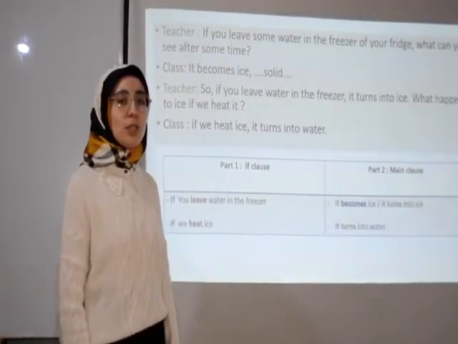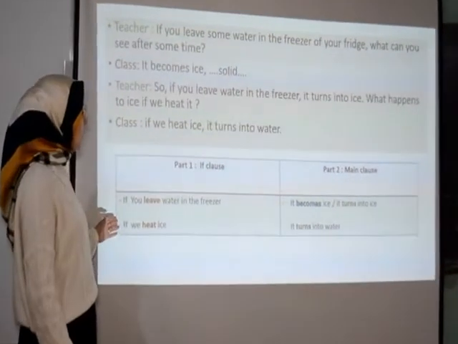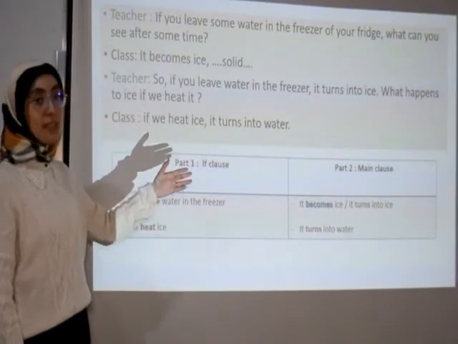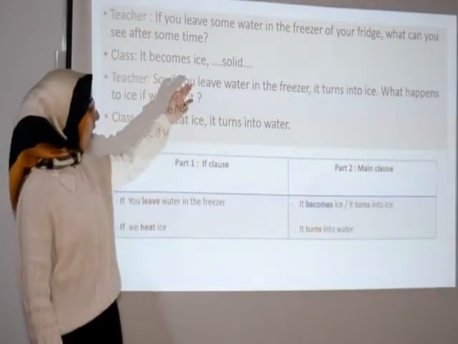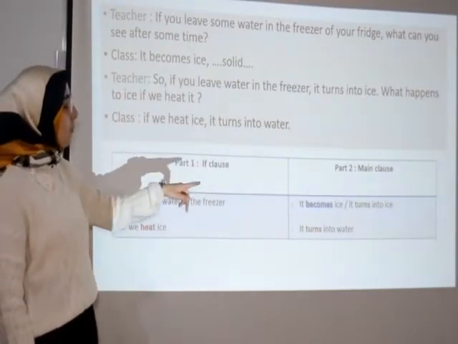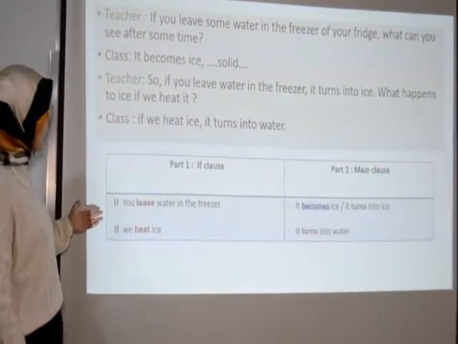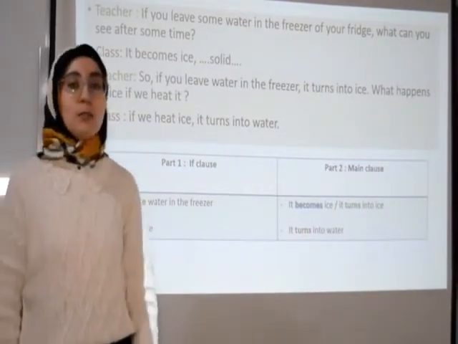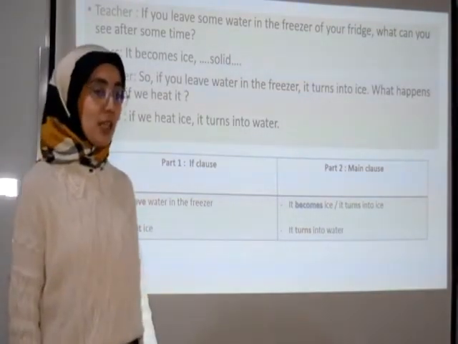We move now to the correction. Here is the dialogue and here is the chart. Part 1, if you leave water in the freezer, so what is the part 2? From the dialogue, we have it becomes ice or it turns into ice. Great, I gave you the part 2, it turns into water. What is the first part? It is if we heat ice. Great, so part 1 we call it if clause and part 2 main clause.